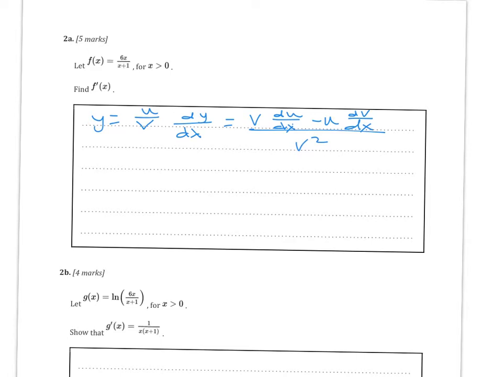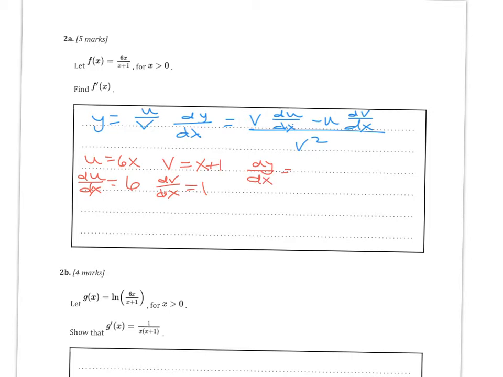And unlike before with the product property, it does matter which one is u. U has to be the numerator, so u has to be 6x. And v has to be the denominator, so v has to be x plus 1. Just like before, we're going to differentiate each of these individually. So we're going to find du dx, which is 6, and dv dx, which is 1. And then we're going to go ahead and plug straight into that formula.